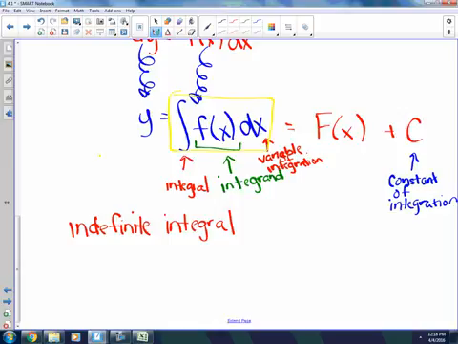Okay, now we started off with some easy ones, like going backwards from 3x squared and 2. But you had to kind of think. Wouldn't you like a couple rules so you could just apply the rules over and over again? I thought you might. Austin's not so sure.